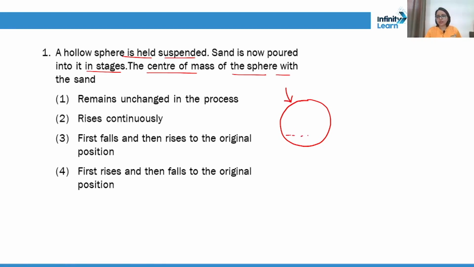So initially the level of the sand will increase, right? So center of mass will rise, and after that center of mass will fall, and after a certain stage, after it is completely uniform, the center of mass will be fixed at the center, right? So it will fall, then rise to the original position. So correct answer will be option 3.